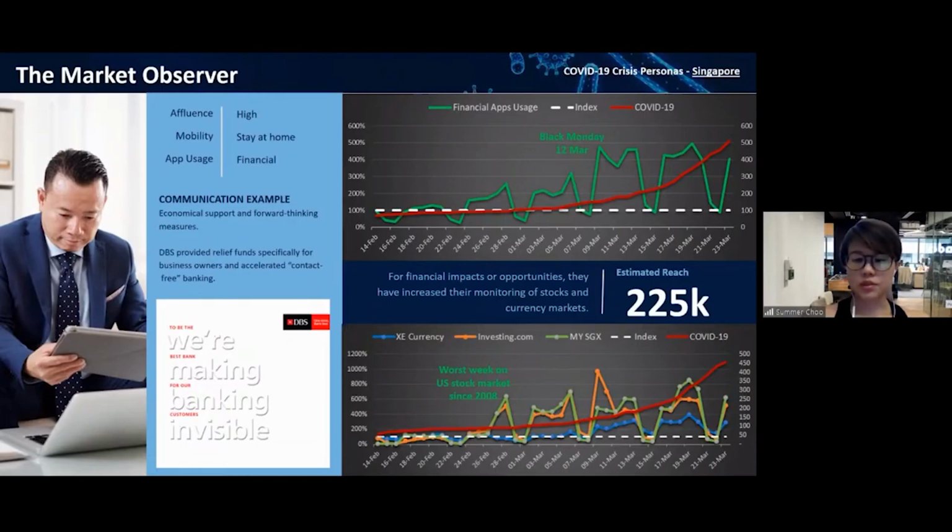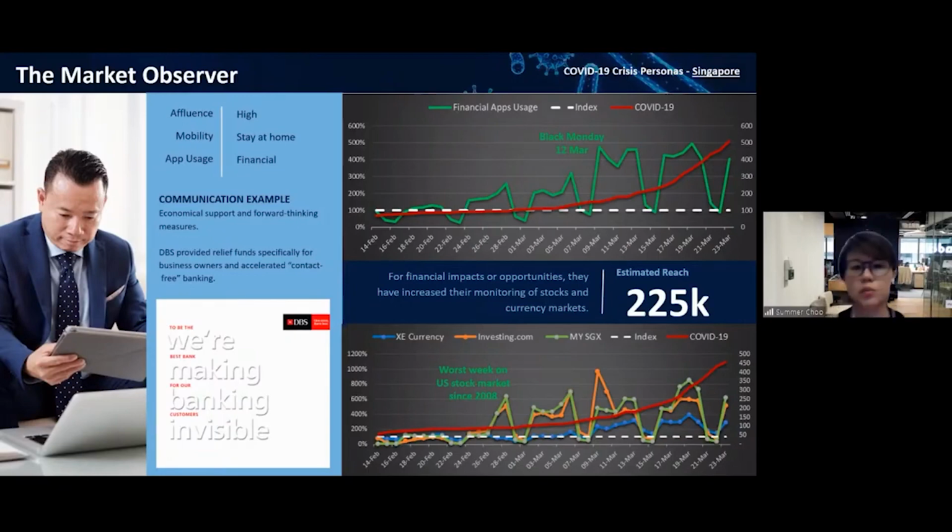Now, if you look down below, we've also tracked which were the apps that were performing the best during this period. And obviously you see XE, Currency, Investing.com, and MySGX as well. Those are the ones that are indexing very high. And if you map it against how the US stock market was performing, the spikes actually correspond to it as well. Now, if you're looking at targeting this group of people, in Singapore right now, there's a base of about 225,000 of them in terms of device IDs.